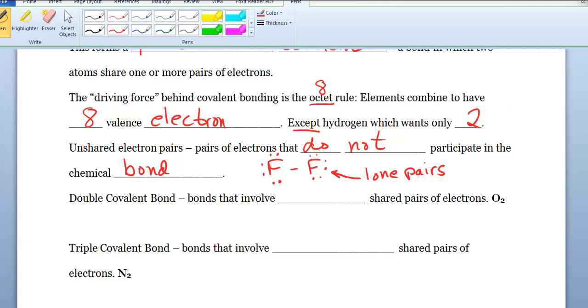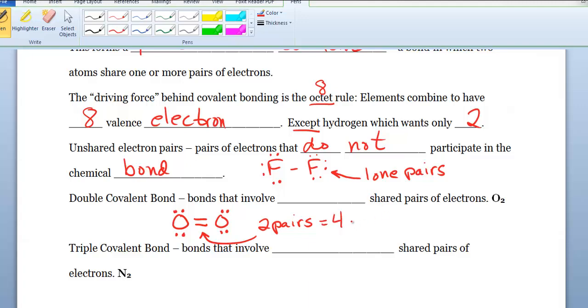We also have things that are called double bonds, and oxygen is an example of that, and we'll figure out how to make these and know why they occur this way. But a double bond means that there are 2 pairs of electrons. So if you have 2 pairs of shoes, how many shoes would you have?